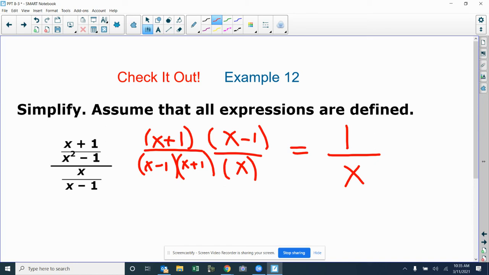We got that left. Question? What happened to the x squared minus 1? But, well, because it factored. X squared minus 1 factored, the difference of perfect squares: x minus 1 and x plus 1. And so that allowed me to do some canceling. That's why I factored. Assume all expressions are defined, so we're good there.